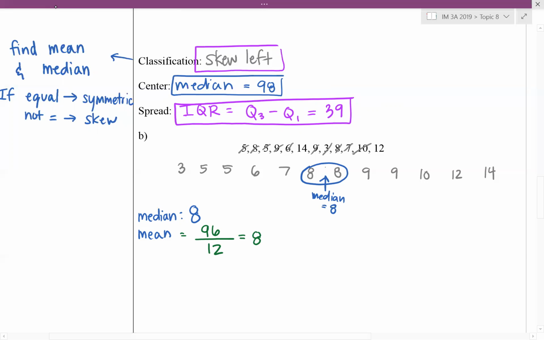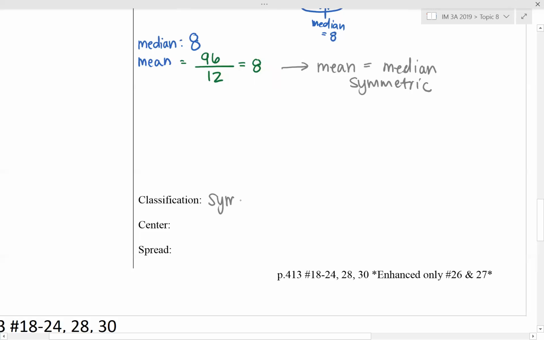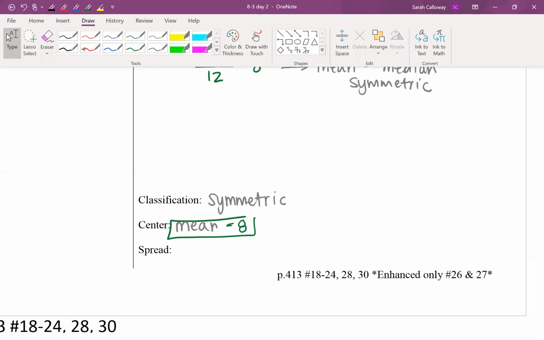And so what we should notice from here is that, to compare, this time our mean is equal to our median, which means that this is symmetric. When it is a symmetric distribution, that means that we are going to use the mean as the measure of center, but it was the same as the median anyway, so our answer is 8. And that means that we now have to calculate the standard deviation.